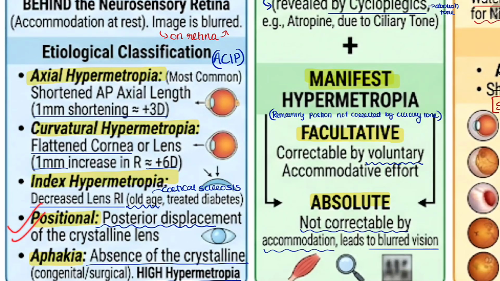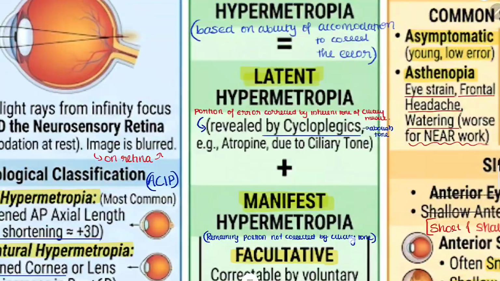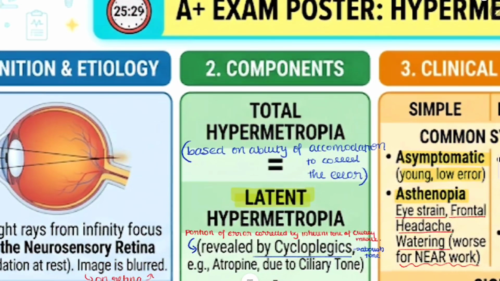Now coming to positional, where there is posterior displacement of the crystalline lens. In myopia it was anterior dislocation, while here it is posterior displacement. And also aphakia, this can be congenital or surgical aphakia, that is the absence of crystalline lens. Since the lens is not there, there can be high hypermetropia, because the lens is the one focusing it on the retina. If the lens is not there, no one is there to focus, so it will focus behind the retina. So that is aphakia.